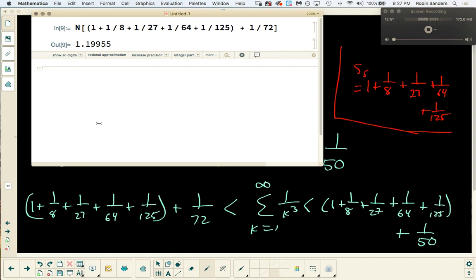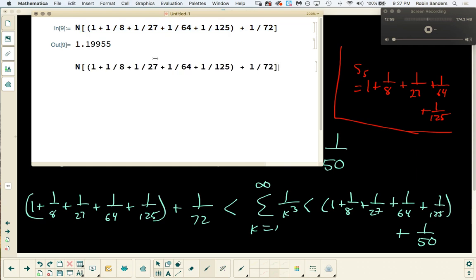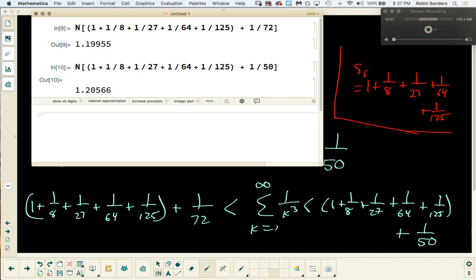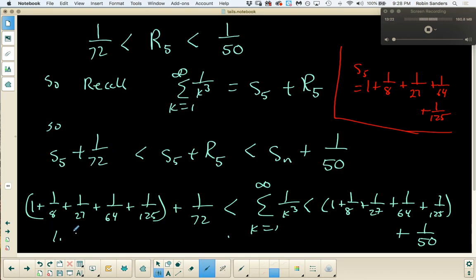So the decimal equivalent of that number is 1.19955. And then for the upper bound, I'm going to look at that same basic idea. The only thing is that the upper bound has a 1/50 at the end of it. And so you'll notice that it actually is bigger. Now we've got to remember those two numbers. So the smaller number is 1.19955. So if I come back here, I have 1.19955 is less than my series.